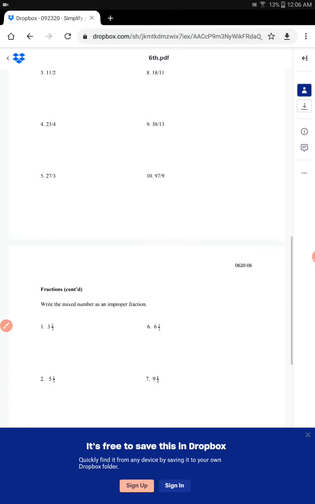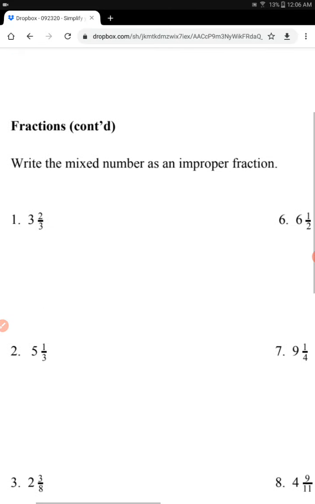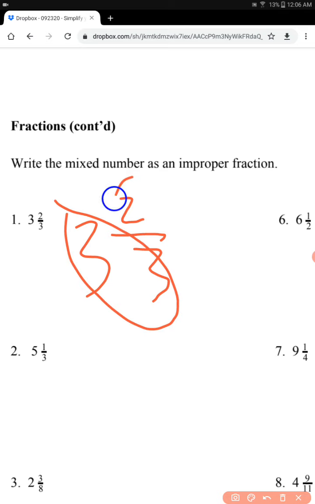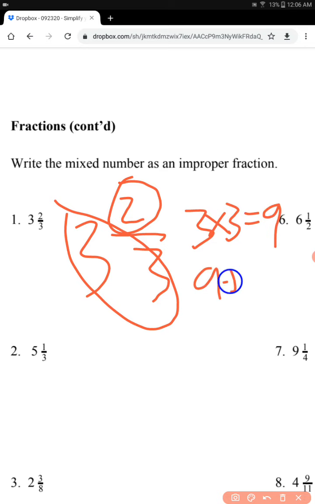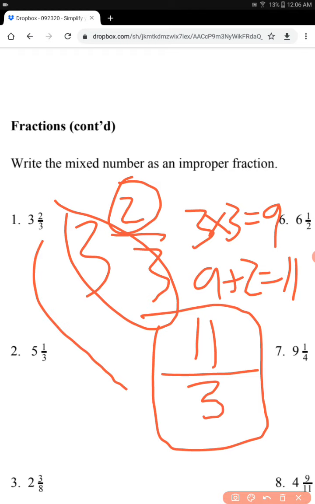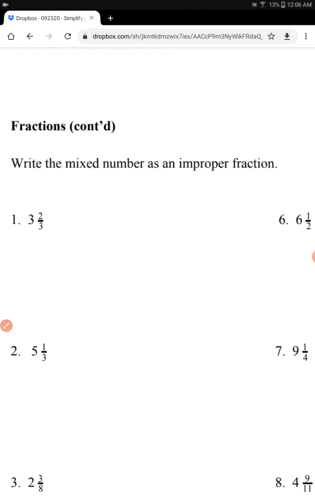Pretty easy. Now the next page is basically the same thing, but backwards. What we do here is multiply these and then add this. So 3 times 3 equals 9. And then 9 plus 2 equals 11. The denominator stays the same, so it's 11 over 3. That would be your improper fraction right there. Okay, next page.